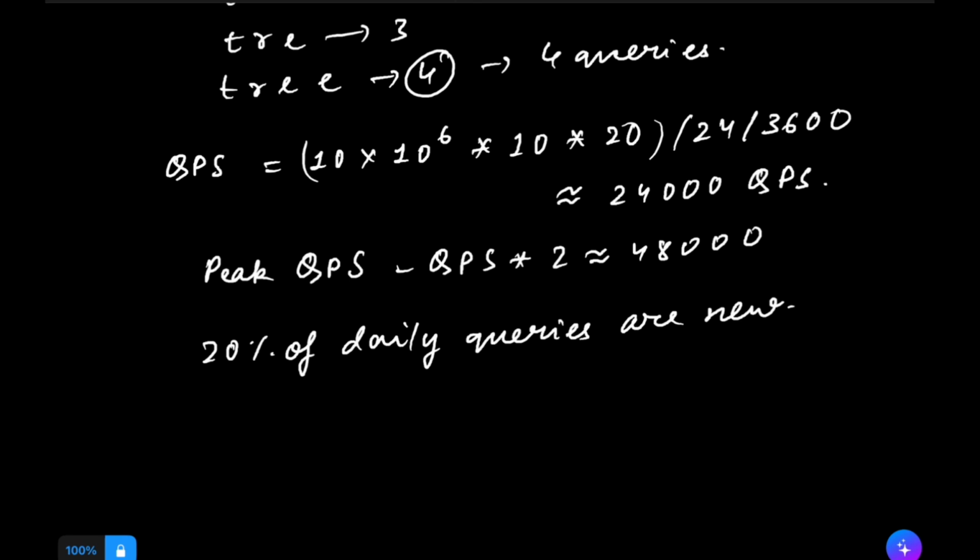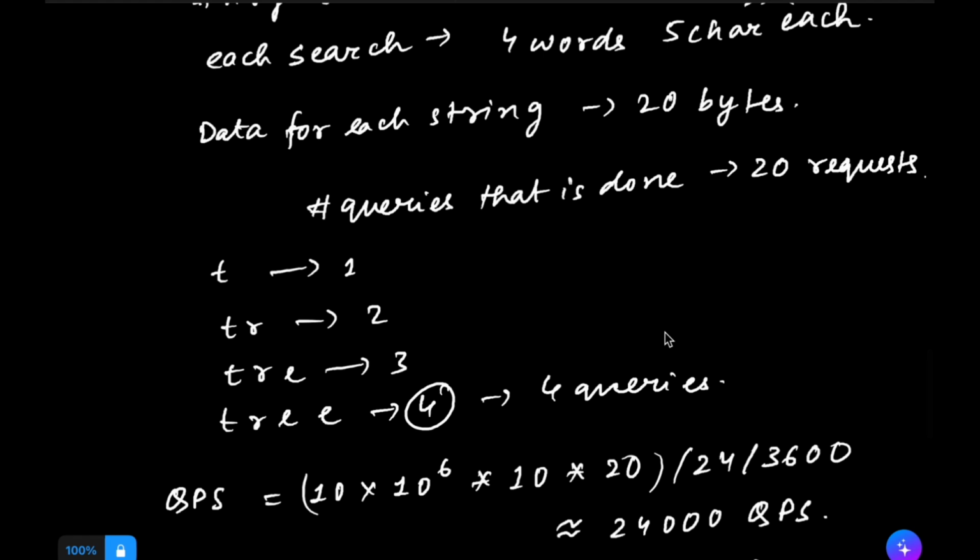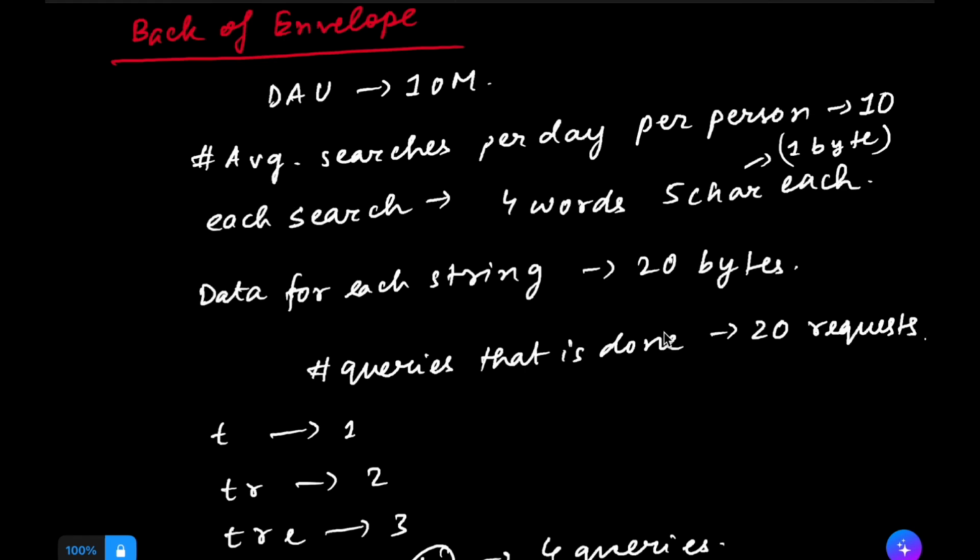So the storage we require each day to store the newly searched queries is: we have 10 million daily active users, 10 queries per day, and 20 bytes, since it is 4 words with 5 characters each, and among them 20% are new queries being searched. The total size becomes 0.4 GB, so 0.4 GB of new data is added to storage daily. This is roughly our back of the envelope calculation of how much daily storage we require to store the new queries.